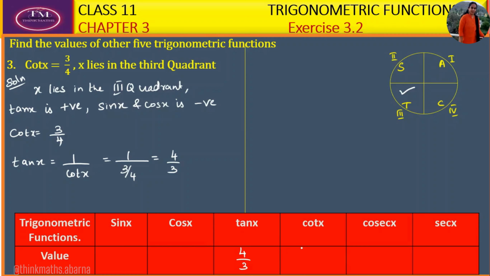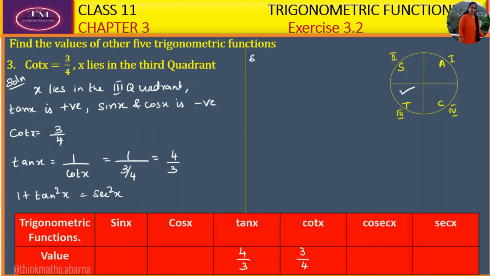Cot x is 3 by 4. Usually we will find sin x and cos x. But now we know only cot x and tan x, and it is not easy to find sin x from this. So we will use 1 plus tan square x equal to secant square x. So we will find secant x, and from secant x we can find cos x. Clear? So we know that 1 plus tan square x equal to secant square x.